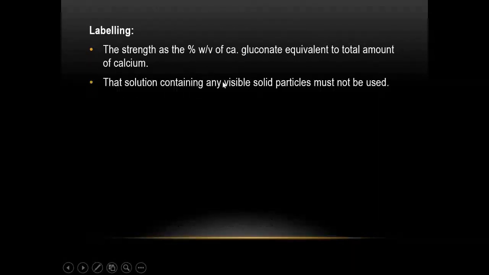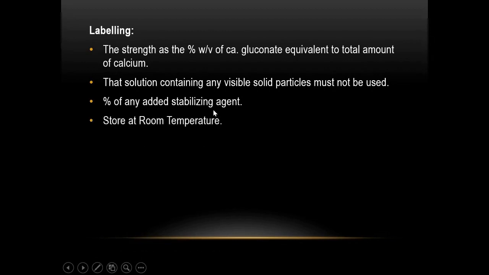Then solution containing any visible particle must be avoided. This is the main labeling instruction. If there is any visible particle in ampoules, we have to discard those ampoules. It is not useful. Percent of added stabilizing agent. Now, what is the stabilizing agent in this injection? That is calcium disaccharide. As this 10% calcium gluconate crystallizes, it forms supersaturated solution. So in order to stabilize this supersaturated condition, we are going to add calcium disaccharide. So calcium disaccharide is a stabilizing agent.